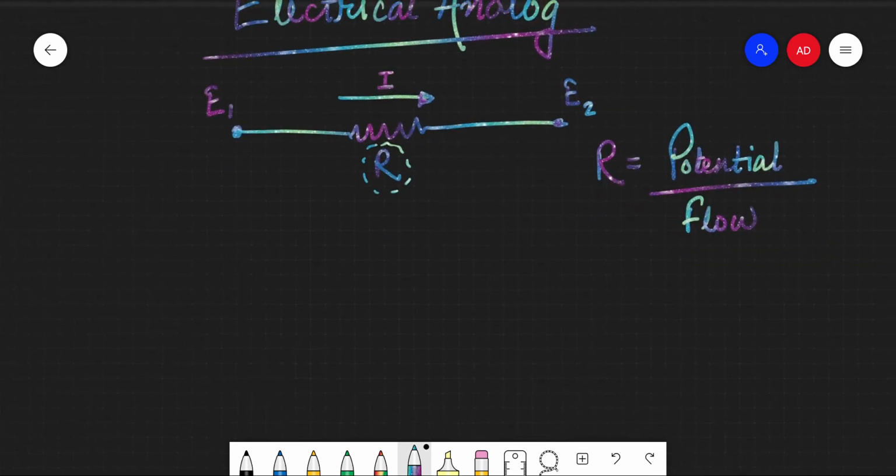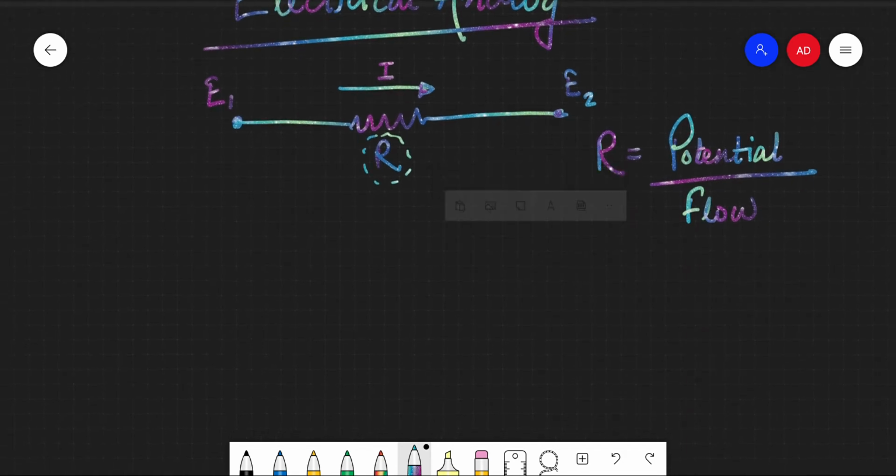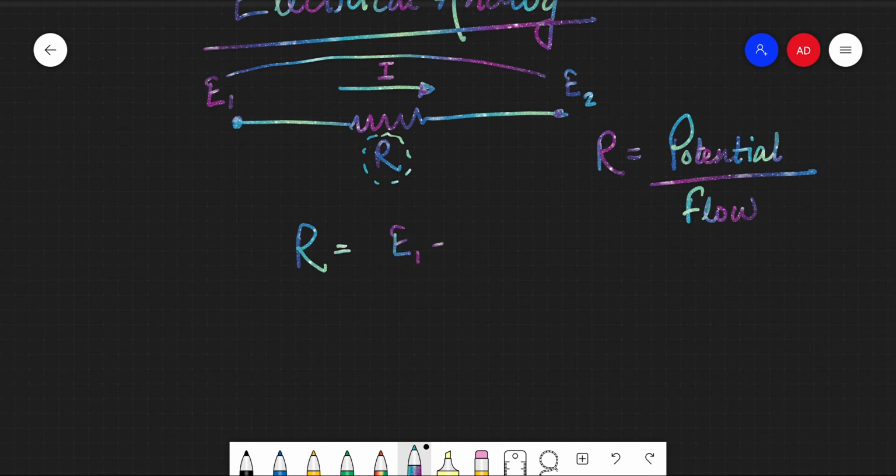So for this scenario, what is our potential, right? The potential is the difference between E1 and E2, right? So our resistance in this case will be, our potential is E1 minus E2. This is the cause of the flow, right? And the flow is nothing but I. And you will recognize this as the very basic Ohm's law, right?